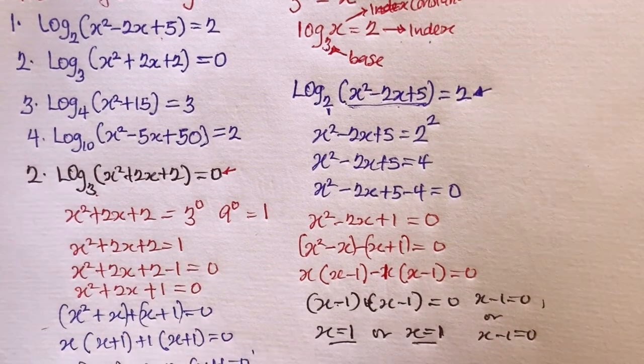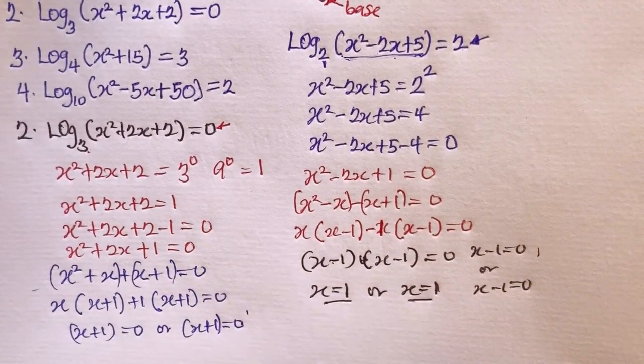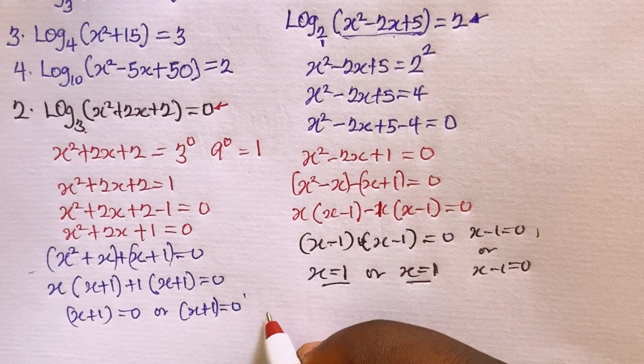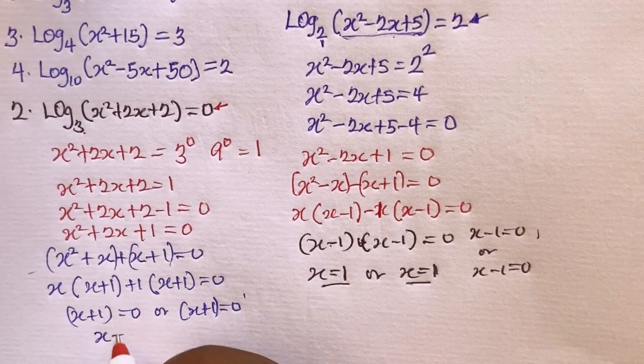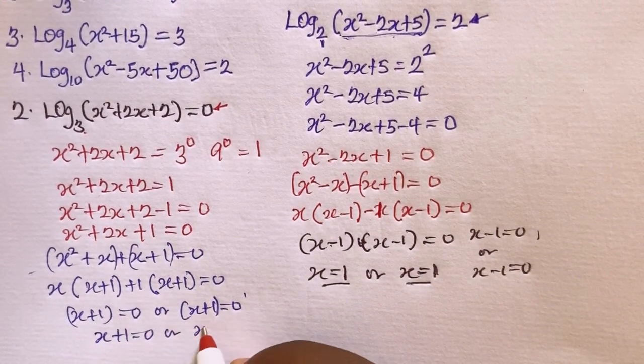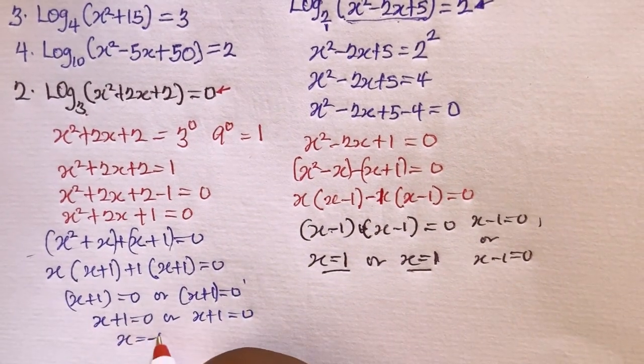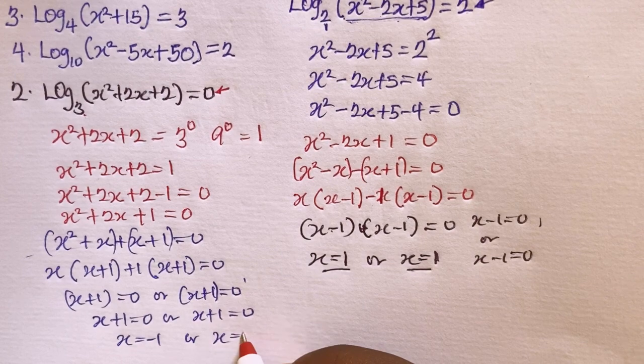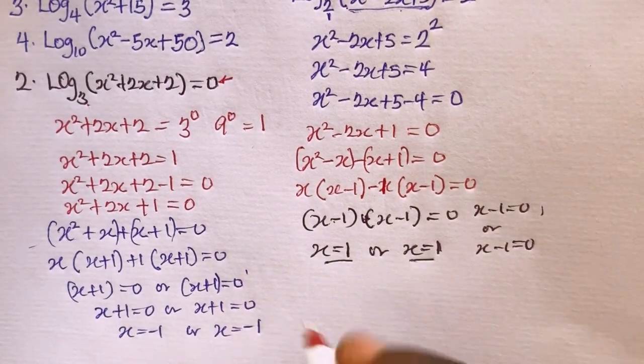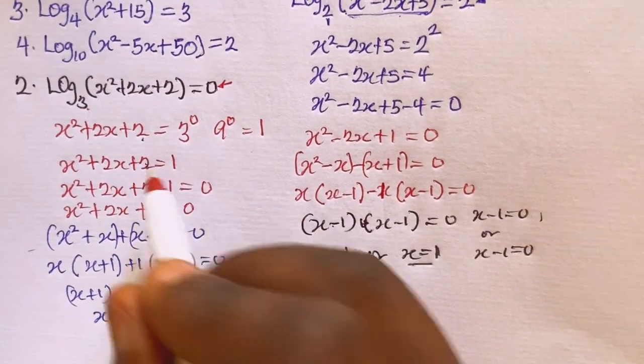So here I'm going to have x plus 1 equals 0, or x plus 1 equals 0. So x equals minus 1, or x equals minus 1. So that's just the root of this quadratic expression. So let's move to the third one.